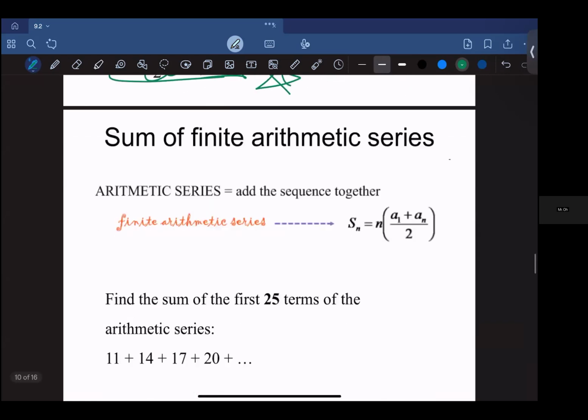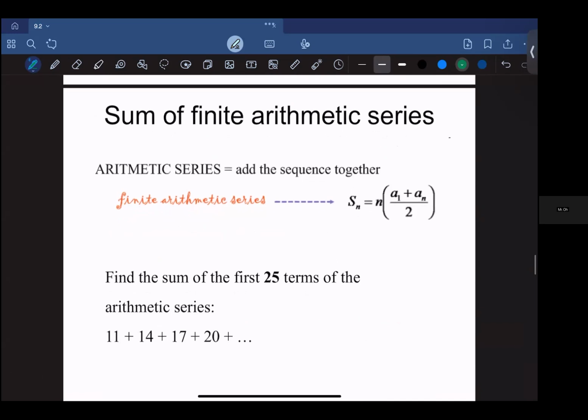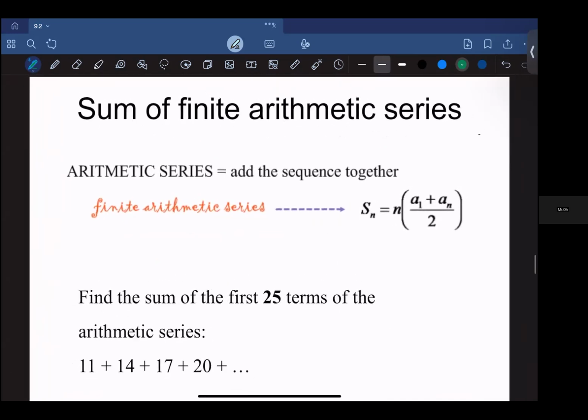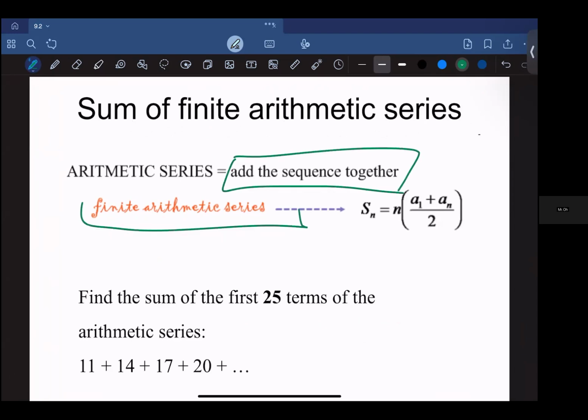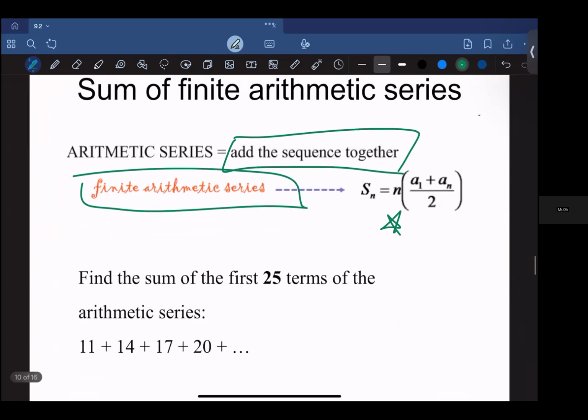All right, let's slide on over. We have the sum of a finite arithmetic series. Arithmetic series: add the sequence terms together. That's all we're doing. I do not know why this is in such fancy text, but it's cute. Here is the rewritten equation that we just did in the previous slide.